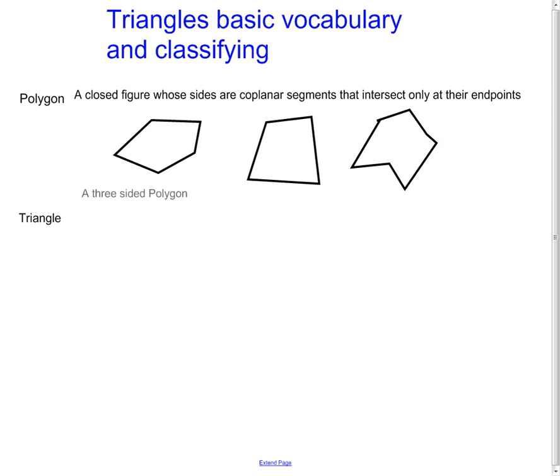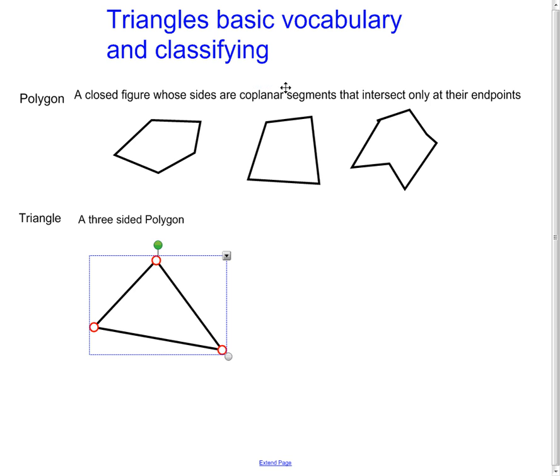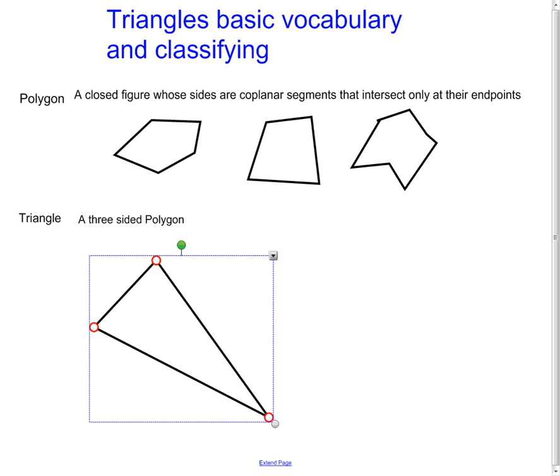Triangles are three-sided polygons. So I start with three sides. You already know this also. So there is your typical triangle. And I'm going to make it so I can actually move this thing around a little bit. So, kind of like in Sketchpad, we can move this triangle around.